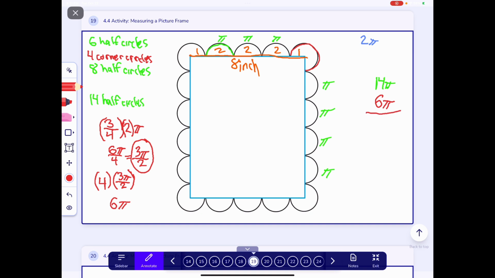14 plus 6. The perimeter would be 14 pi plus 6 pi, and that would be 20 pi. So the total perimeter of this frame is 20 pi.